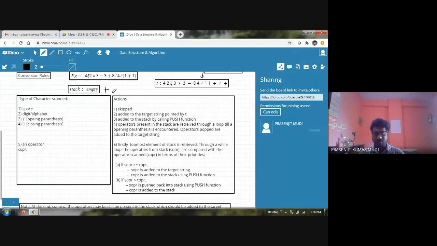Here, the contents of the stack were plus and division. This is a stack, so first you have to pop this and add it to the target string. Then this is removed, right? Then only plus is there, so you have to pop this out and add it to the target string.